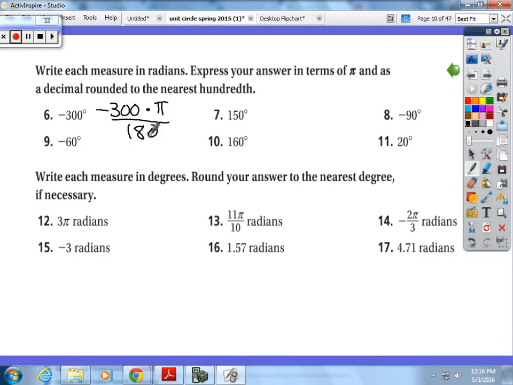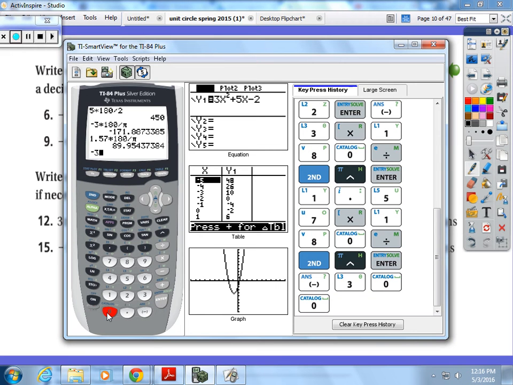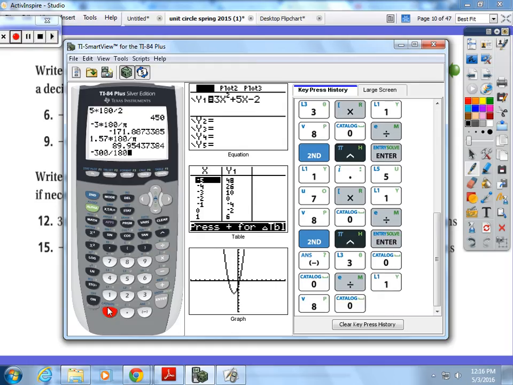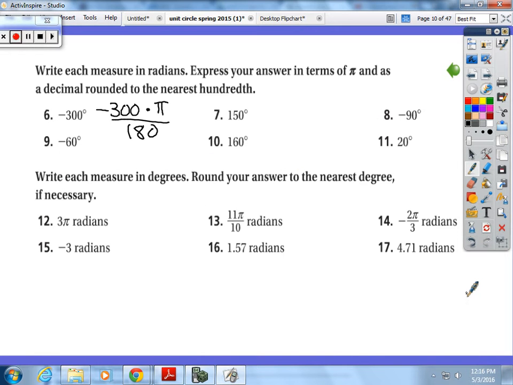And now what you're going to do is take that and reduce it. So -300 divided by 180. Don't put the pi in your calculator. And then you just reduce that if you want to do it by hand, but the calculator, if you have one, will do it for you, is math, enter, enter, and that reduces to -5/3. So now I know 300 over 180 reduces to -5/3, and you just put the pi on top with the -5. So -300 degrees is equivalent to -5 pi over 3 radians. Usually radians have a pi in them.